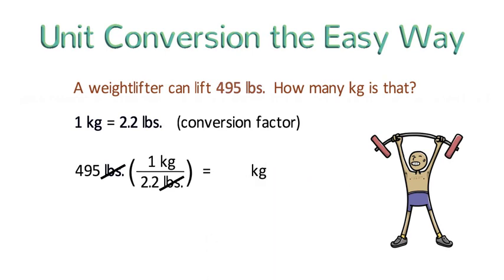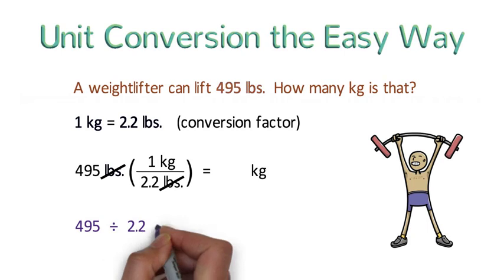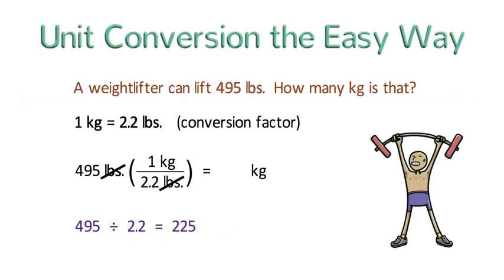The only thing left to do now is plug the numbers in our calculator. You could, of course, put this in your calculator exactly the way it appears here. But maybe you don't have one of those fancy calculators that can do fractions, or maybe like me, you just want to find a shortcut. Because the number on the top of the fraction is 1, this becomes a simple division problem. In your calculator, type 495 divided by 2.2, and your calculator should tell you the answer is 225. Our final answer, therefore, is 225 kilograms.